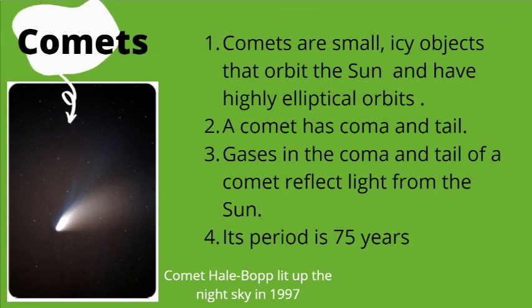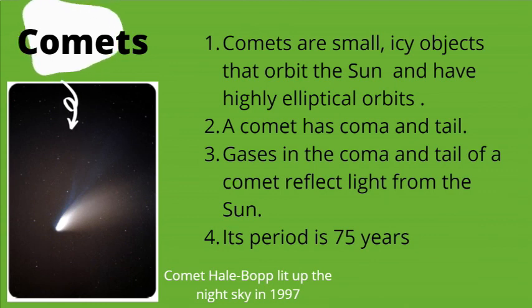Why do you think that is? The picture shows comet Hale-Bopp, which shone brightly for several months in 1997. Gases in the coma and tail of the comet reflect light from the Sun. Comets are very hard to see except when they have comas and tails. That is why they appear only when they are nearer the Sun. They disappear again as they move back to the outer solar system.